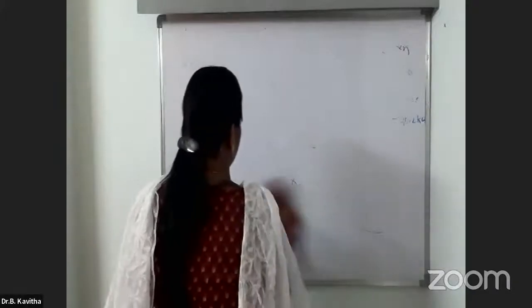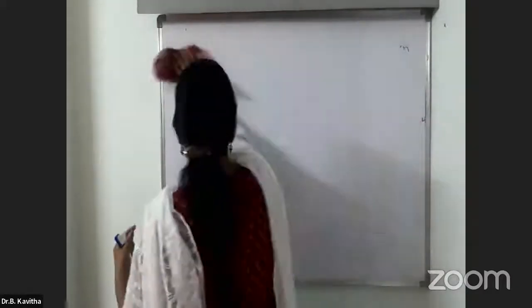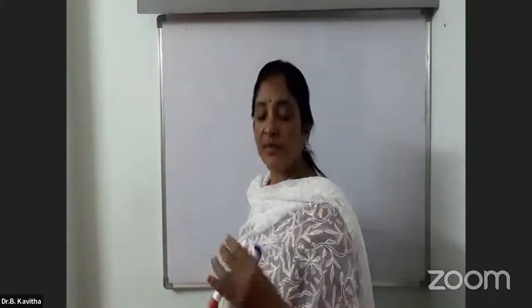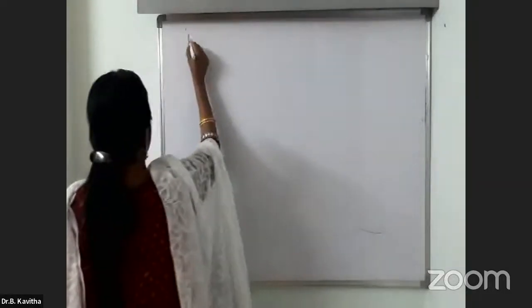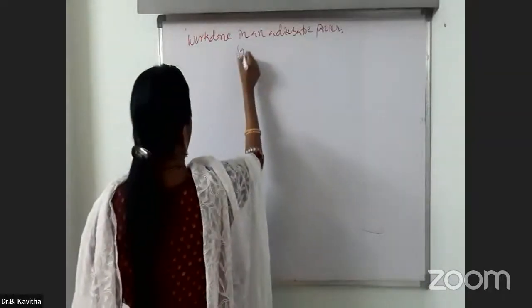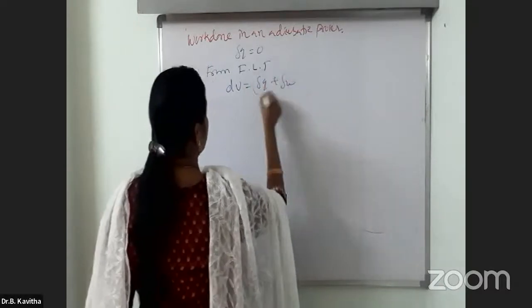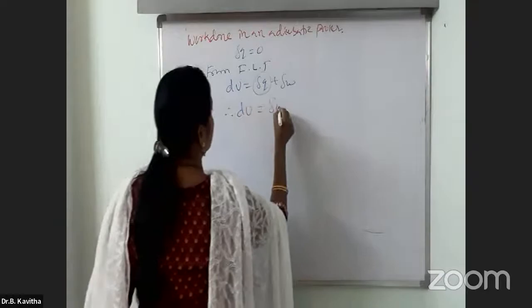One more thing is also there, I didn't give you that: work done in the adiabatic process. I have given the equation for the work done in the isothermal process, whereas for work done in an adiabatic process, always dQ is 0. From FLT, the first law of thermodynamics, dU is equal to dQ plus dW. dQ is 0, therefore you can write dU is equal to dW.